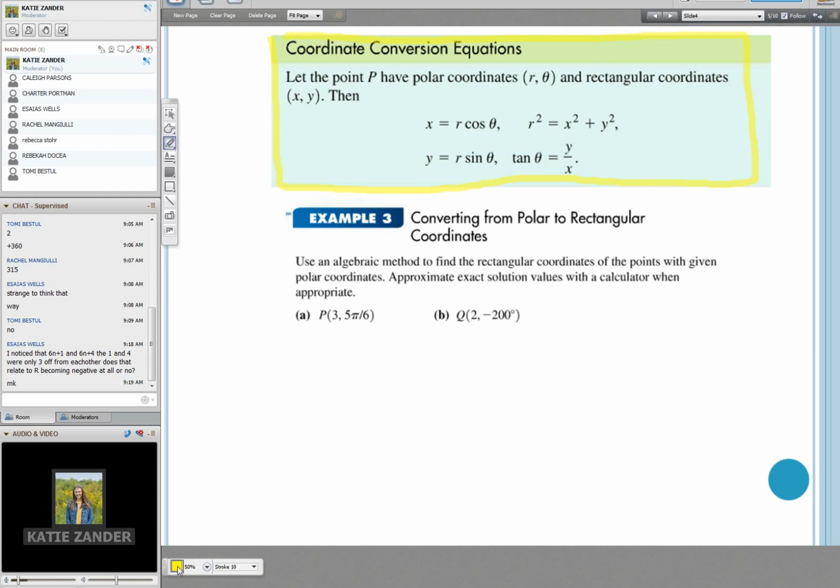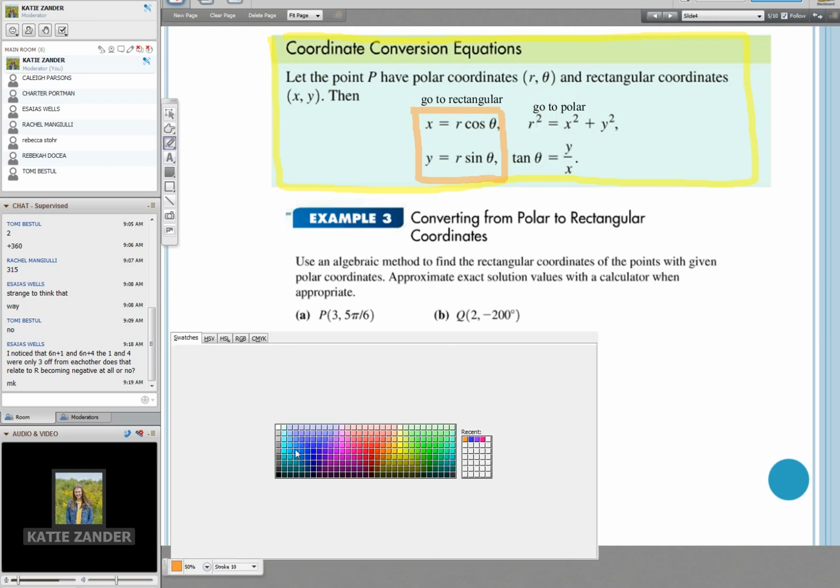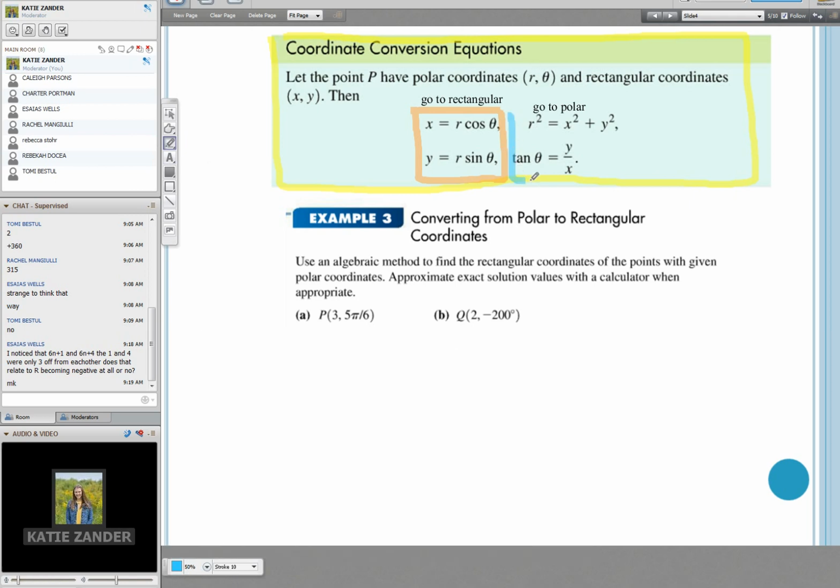The first two pieces of information right here are going to help you go from polar form to rectangular form. So this helps you go to rectangular, and I should probably write that on top here. And then the last two chunks here help you go to polar. So if you're starting in rectangular, these two equations are going to help you convert that to the polar coordinates.